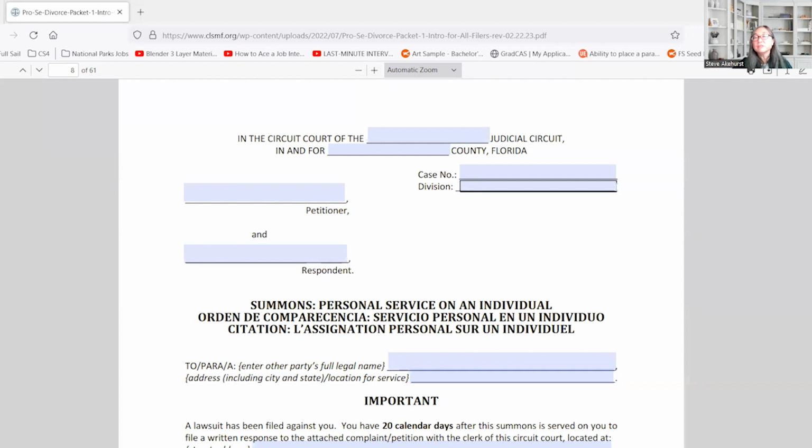And you will leave the division blank too because the court will assign it. You're the petitioner and your soon-to-be ex is the respondent. So that's where you'll write it.